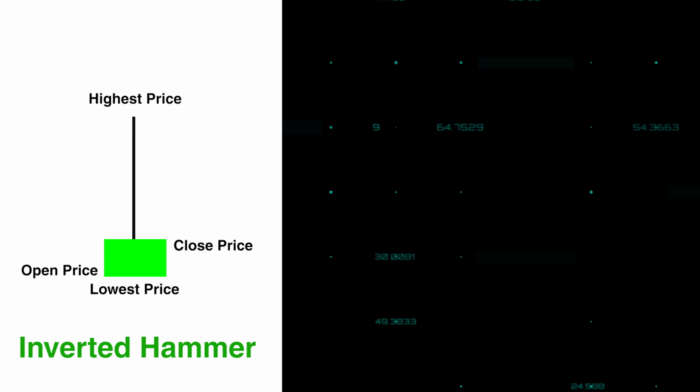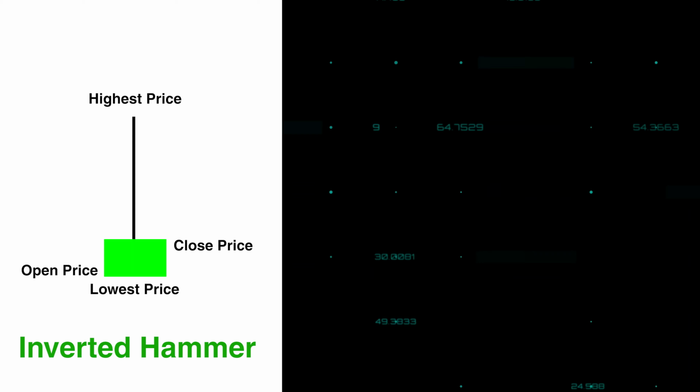Imagine you're looking at a price chart and you see a candle that looks small at the bottom, with a long wick stretching upward like a thin needle piercing the sky. At first glance, it may seem insignificant, but in reality, this one candle can quietly signal a shift in power, a moment where sellers begin to lose control and buyers start stepping in.